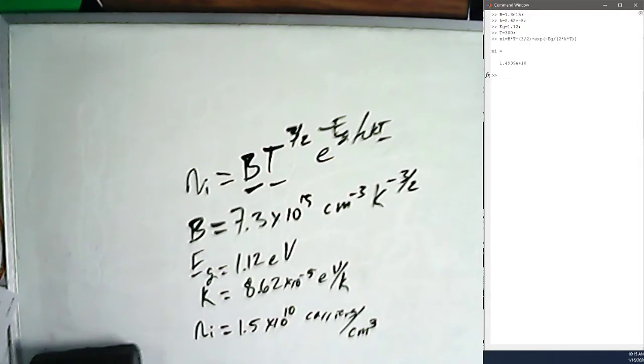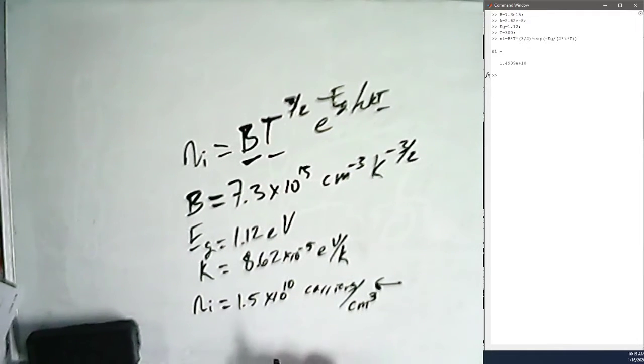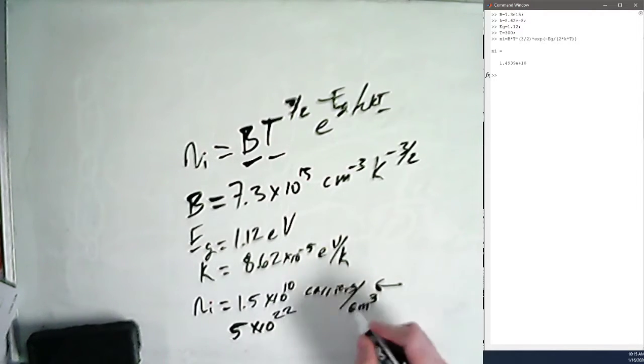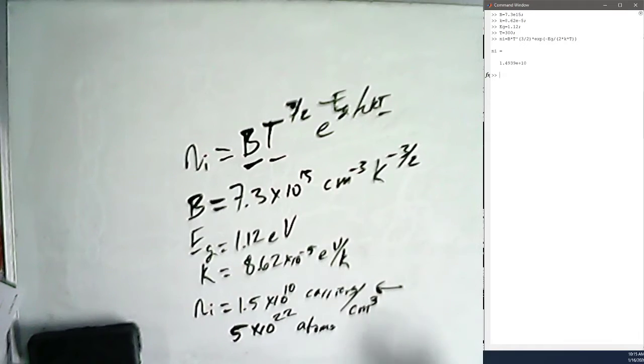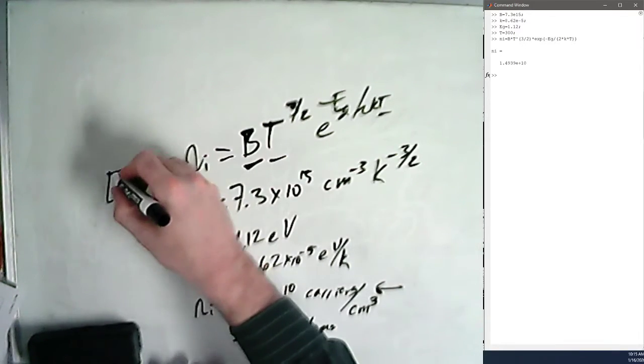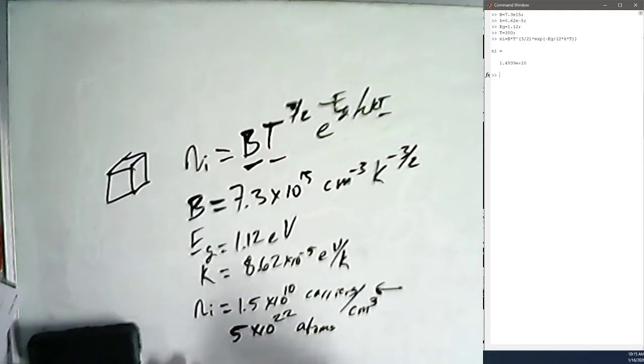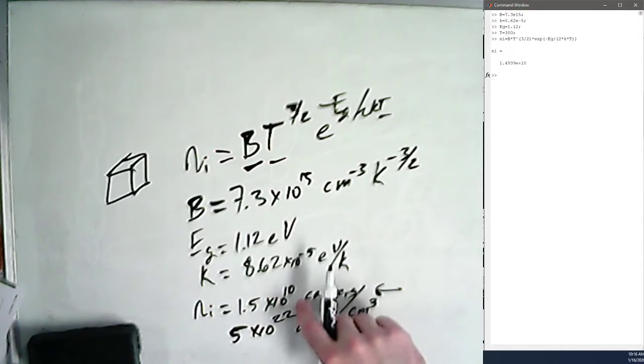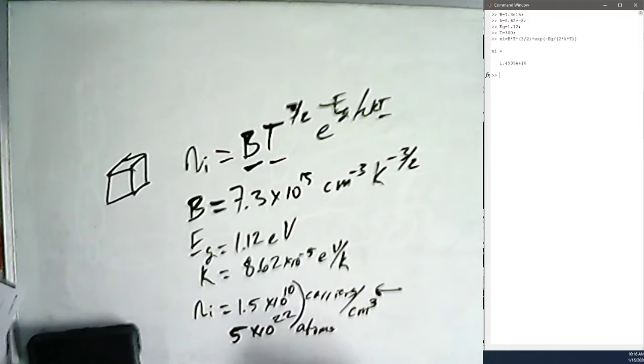And let me solve this for you. This seems like a lot. But the number of atoms in our silicon, in the same block, I'm going to try my hand at a cubic centimeter, is 5 times 10 to the 22nd atoms. That's a lot. Look at this, more than 12 orders of magnitude difference.